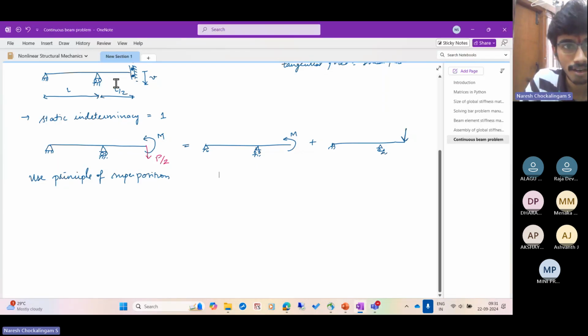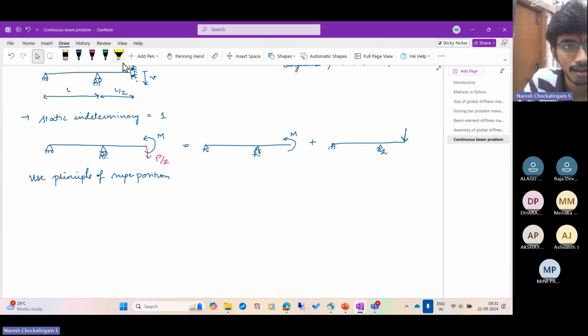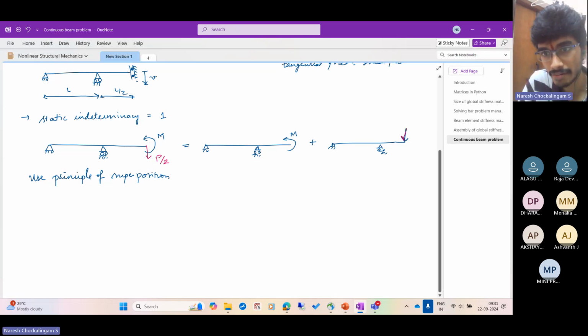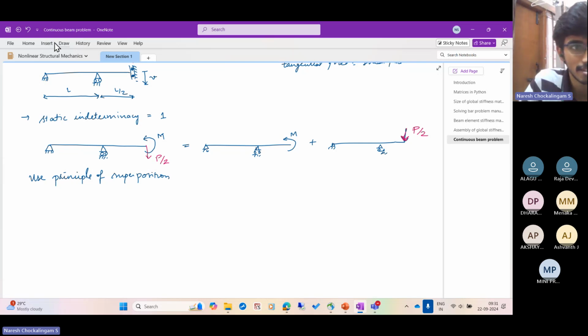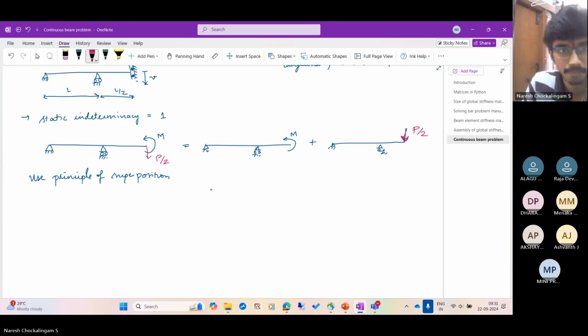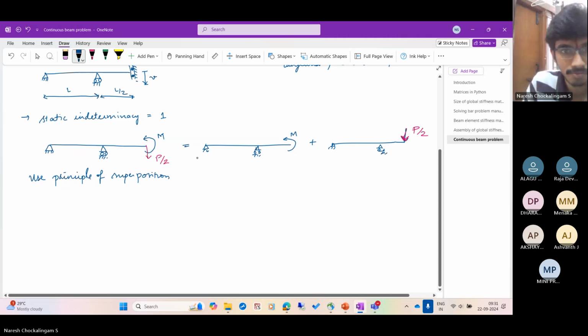Okay, so I was saying that you can use the principle of superposition and look at their effects in isolation and add them up. So what is the bending moment diagram for the first case? You can get it quickly.